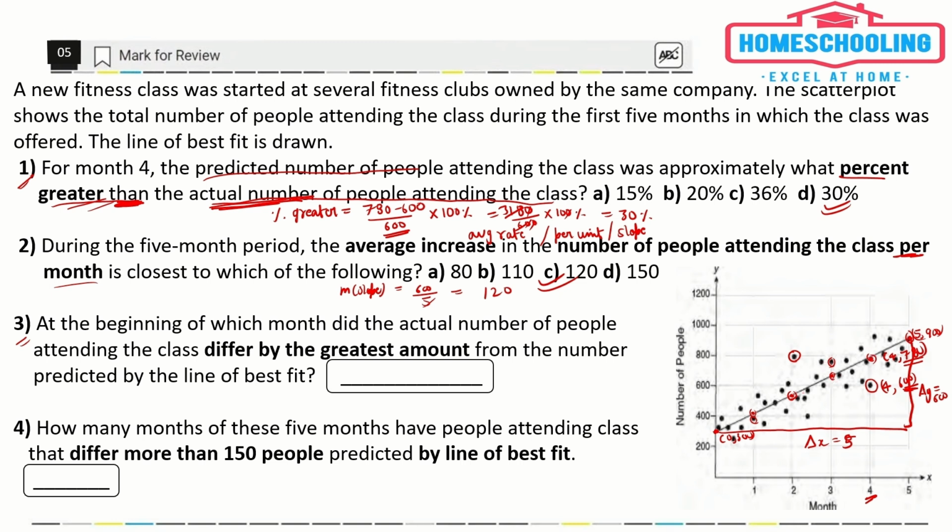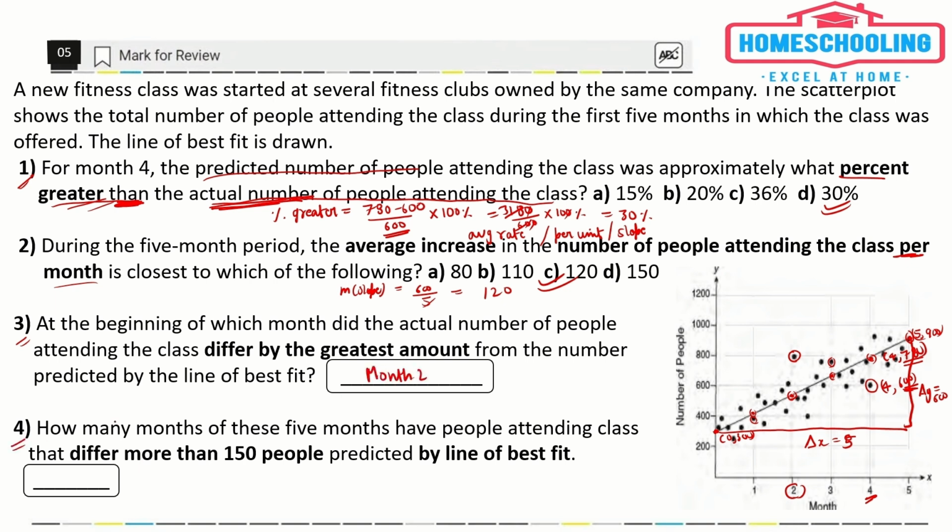Now let's see month 2 and month 4. In month 2, we have a difference of almost 300 people, because it is 800 and this one is somewhere around 350. So it is more than that, and here we have a difference of 200. So the greatest difference is in month 2. So your answer would be month 2.